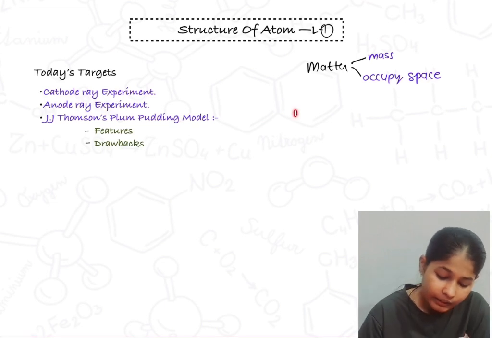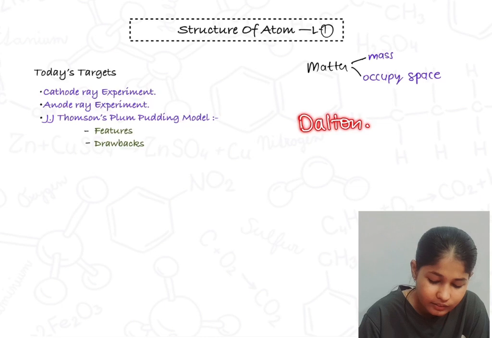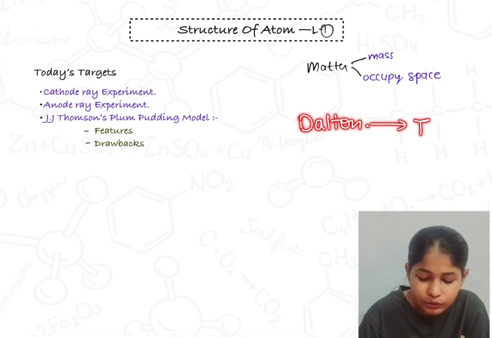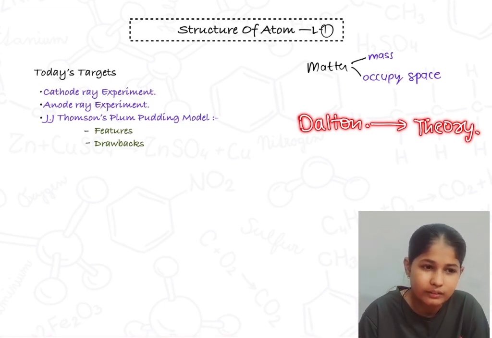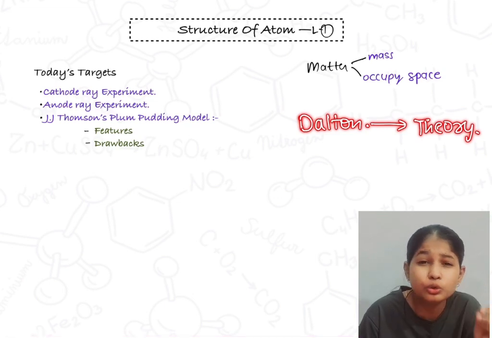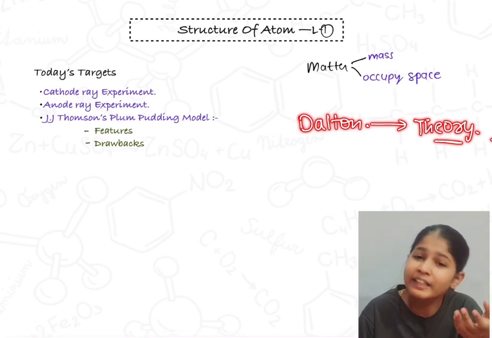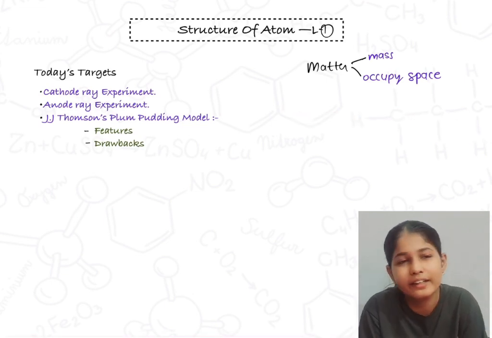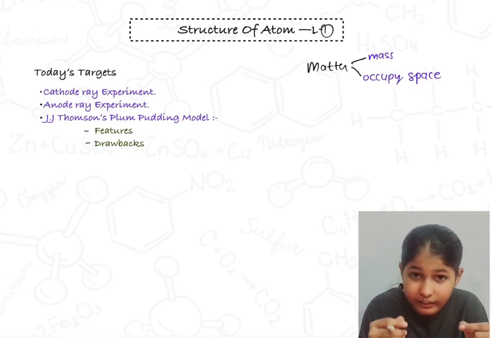So do you know who is Dalton? Dalton was a scientist who gave his own theory, which even today is very famous, that is Dalton's atomic theory. Some of his theory is true, but most of the statements in it are not. Like he said that an atom is an indivisible particle, meaning you can't divide the atom.